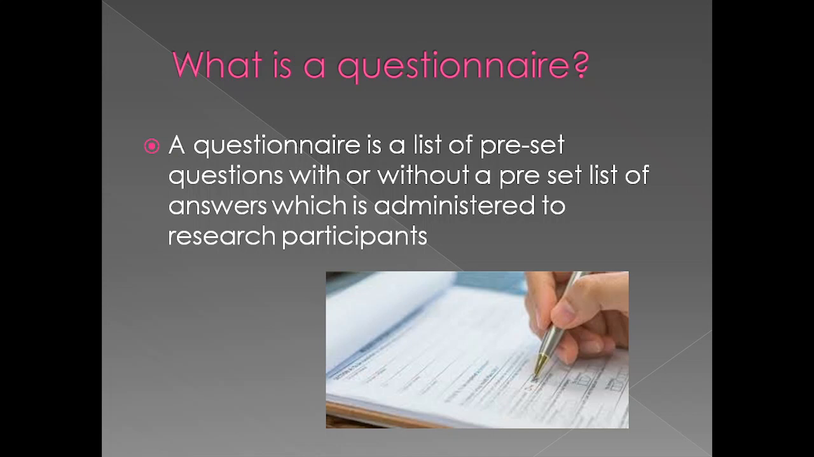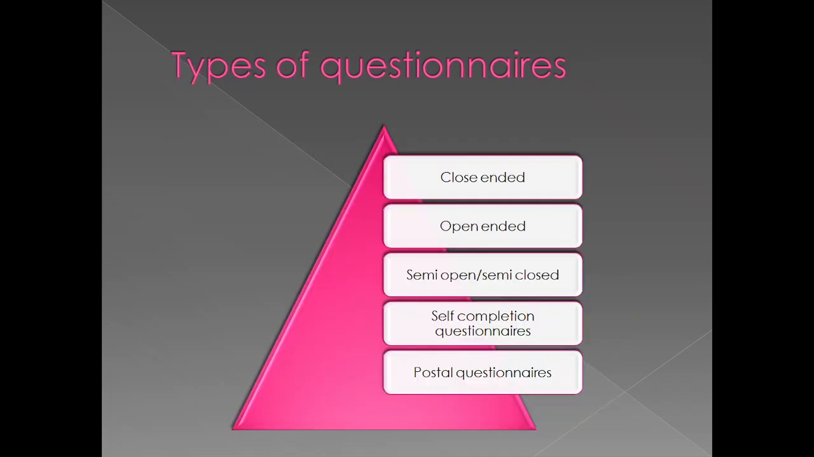So it is clear that a questionnaire is a list of preset questions which are administered to research participants, and research participants are expected to answer these questions, and then the sociologist will analyze the answers that have been provided by the research participants. There are various types of questionnaires used in sociological research, and there are mainly 5 types, as you can see on the screen: close-ended questionnaires, open-ended questionnaires, semi-open or semi-closed questionnaires, self-completion questionnaires, and postal questionnaires. We are going now to look at each one of them.